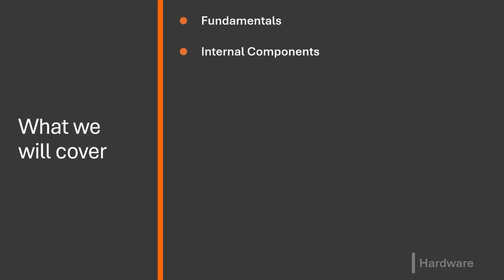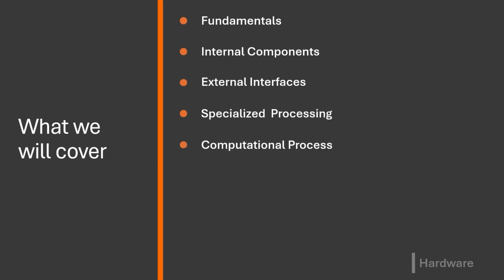Next, we will deep dive into the internal components of a computer system, covering key parts such as the motherboard, CPU, RAM, and storage. We will then explore the external devices and interfaces, including input-output devices and connection methods. We will also discuss specialized components such as network interface cards and graphics processing units.